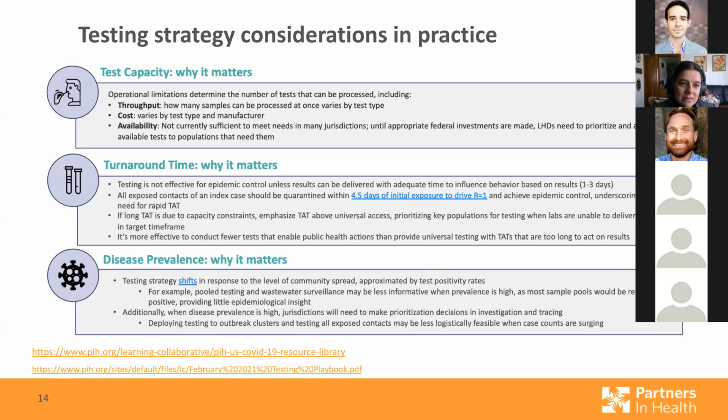And also, as well explained by Dr. Chaz, the disease prevalence you also have to take into account when you are selecting the test, and what strategy you are going to use. Next.